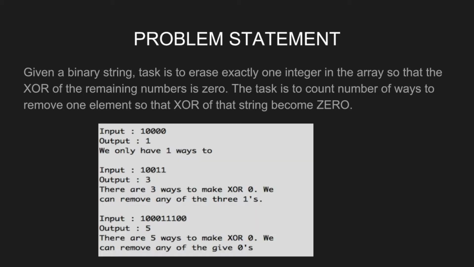For input 1 0 0 0 0, output will be 1 as there is only one way to make XOR 0, by removing 1. For input 1 0 0 1 1, output will be 3 as there are 3 ways to make XOR 0. We can remove any of the 3 ones. For input 1 0 0 0 1 1 1 0 0, output will be 5 as there are 5 ways to make XOR 0. We can remove any of the given zeros.